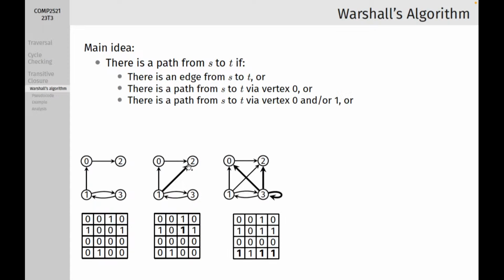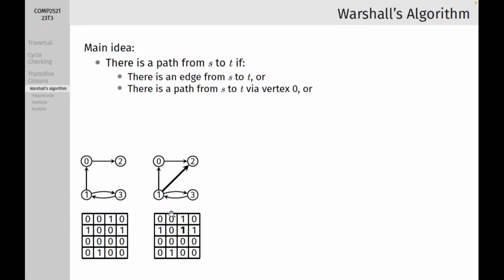Or there's a path from S to T via vertices 0 and 1. Right, so on the left, this is the original graph, and this is the adjacency matrix for that graph. So this extra edge here is showing us that there's a path from 1 to 2 because there's a path via 0.